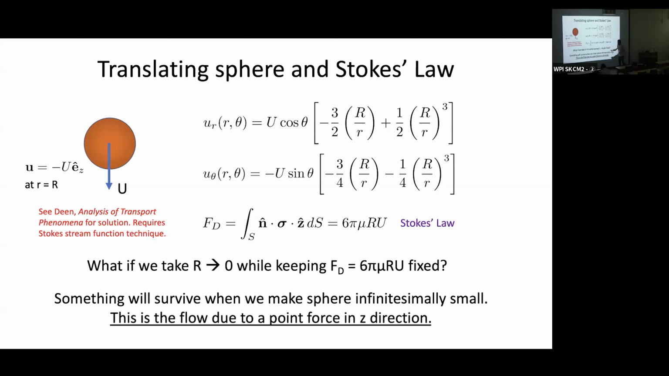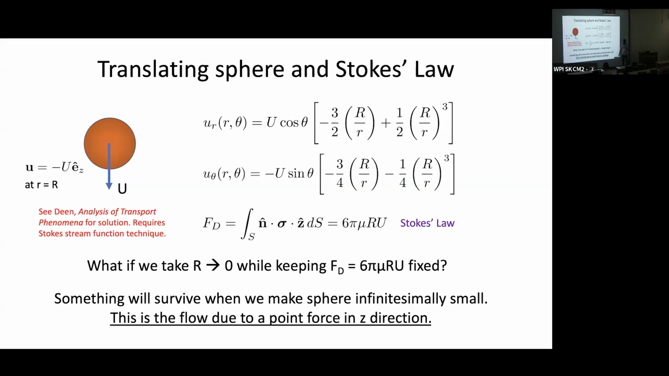And if you integrate the surface stress and pick out the z component, you get Stokes' law. So this is what I have avoided working out. The interesting thing here, though, and this is what I want with this, is what if we take the sphere size to go to 0, but keeping the force to be fixed? Keeping the force fixed, I could re-express u as F_D over 6 pi mu r.